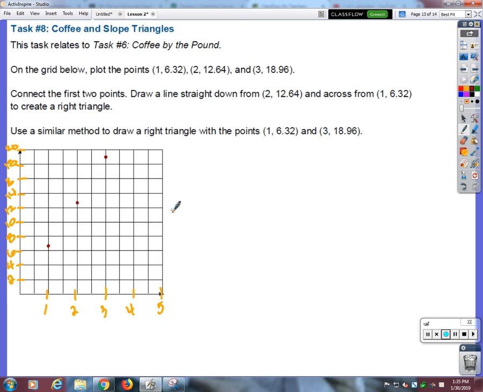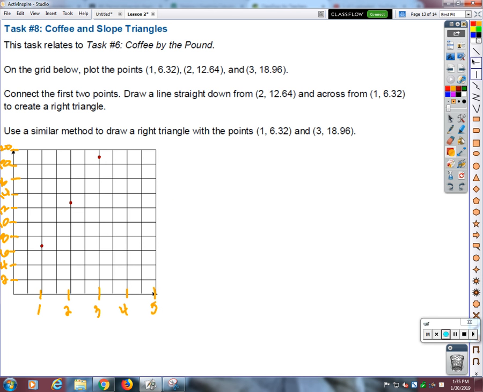Alright, are you ready for the craziness to begin? Okay, it says connect the first 2 points. So I'm going to connect these 2 points. Then it says draw a line straight down from 2, 12.64 and across to make a right triangle. So I'm going to go straight down from here and across from here.